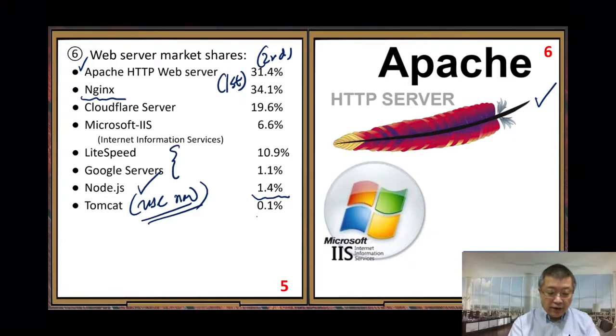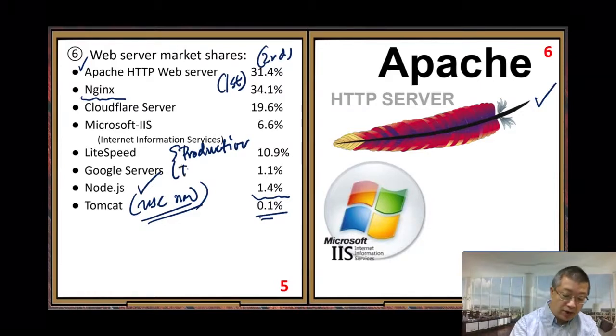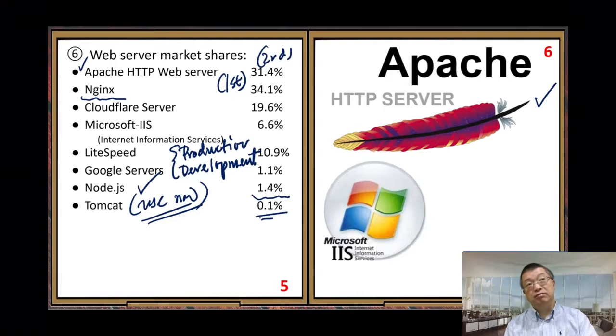The reason is this: when people talk about market share, people mean the production server. People use it as a production server. But most of the time when people use Tomcat, people use it as a development server. Development server, not for production. For development, probably 90% of the developers use Tomcat for development. Probably 90%, that high. Okay?